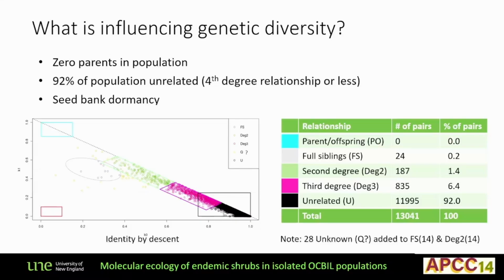The other surprising find on this graph too, it's a bit hard to see, down the bottom right-hand corner, is the unrelated individuals. That's because 12,000 of those relationships are plotted on top of each other, which means 92% of this population, even though there are 162 individuals in an area of 60 by 40 metres, is unrelated. And that's a good thing for the population, because by random mating you're really going to be outbreeding.